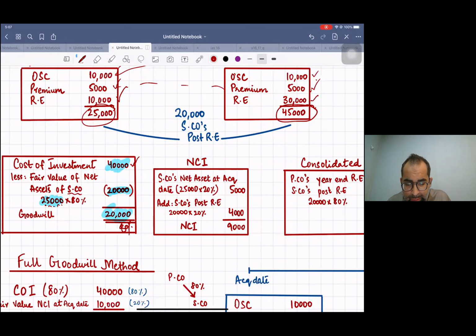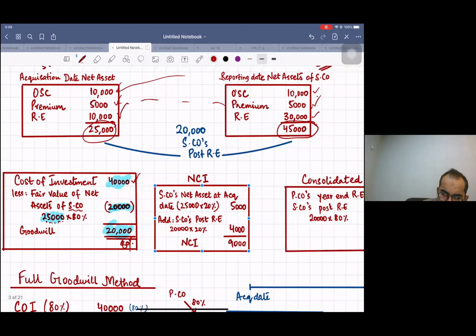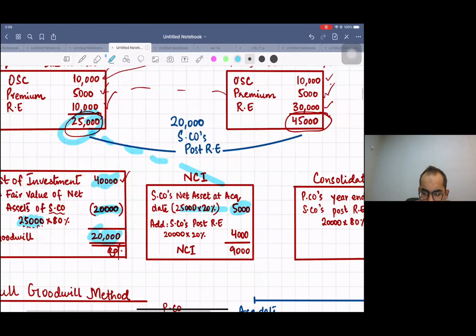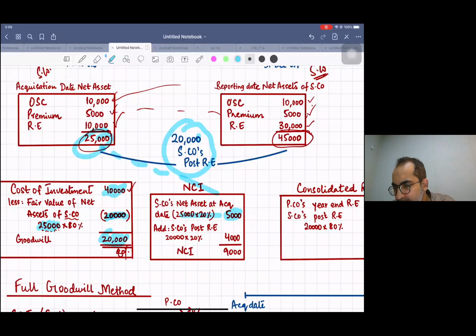Now on the screen I have used a detailed method. There is a shortcut for this as well. First I took S company's acquisition date net assets multiplied by 20%, and then I added the share of S company's post-acquisition retained earnings in this. So automatically we get NCI at reporting date.